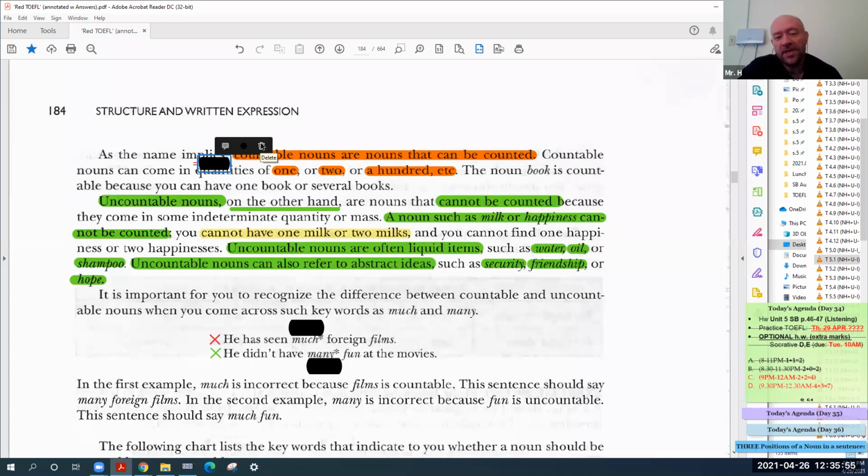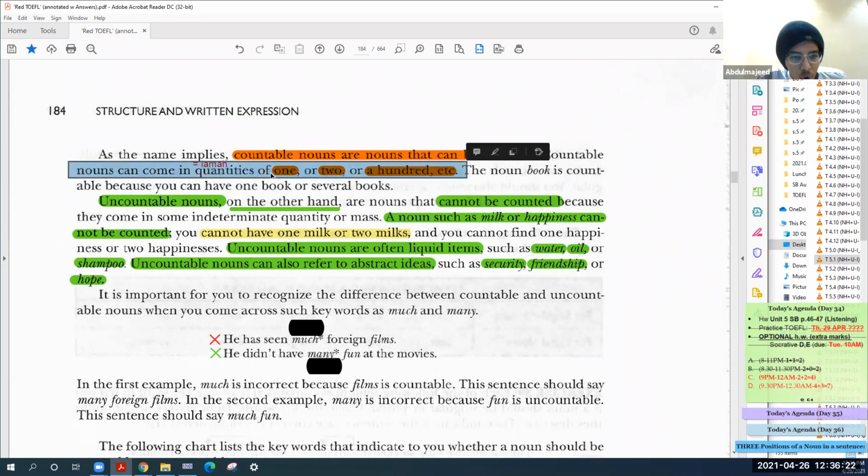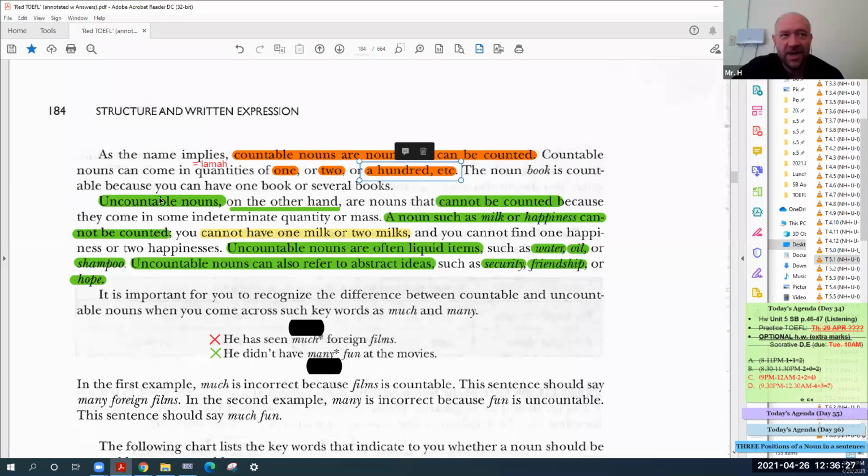Do you know what's the Arabic word? Tell me the Arabic word. As the name, لما. Lamma. Right? Okay. When you suggest, you indicate, right? This is not a direct suggestion. It's indirect. Okay. Continue, Abdul Majid. Countable nouns can come in quantities of 1 or 2 or 100, etc. All right, now let's do uncountable, Mohana.